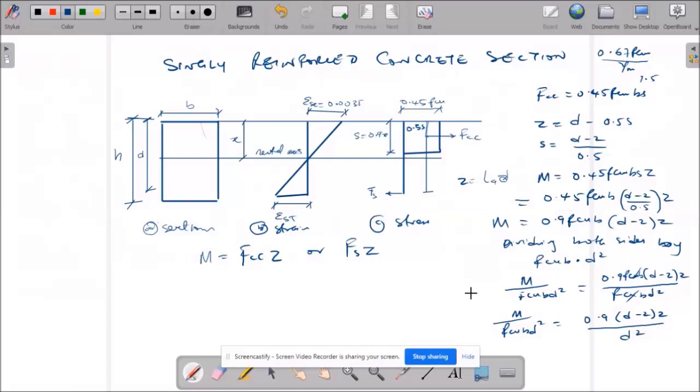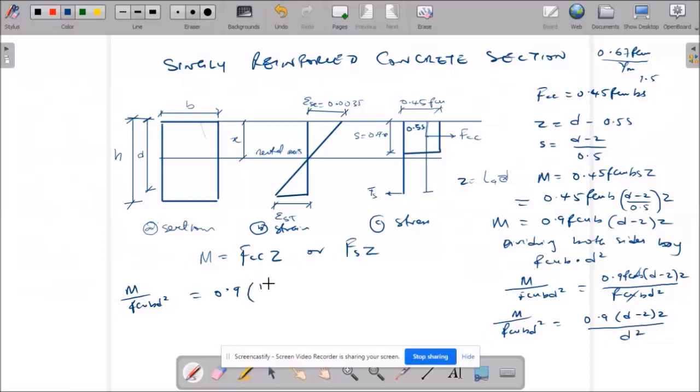So if we simplify further, we have M over FCU BD square will be equal to, if we simplify this further, we're going to have 0.9 in brackets. We can expand this. We're going to have 1 over D. Here we have this and this, so we're going to divide all through by D square. So what are we going to have?